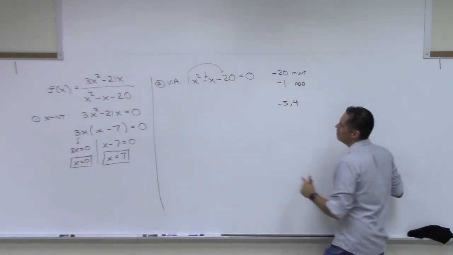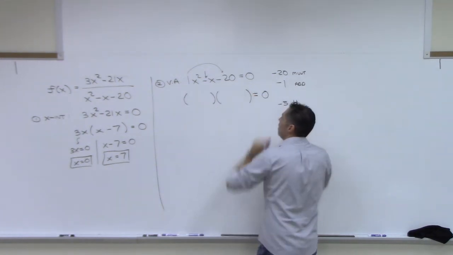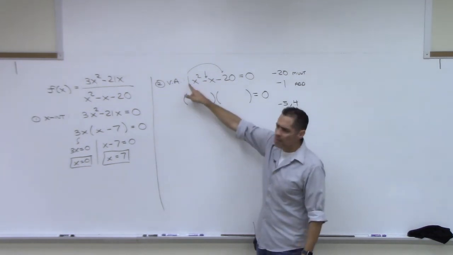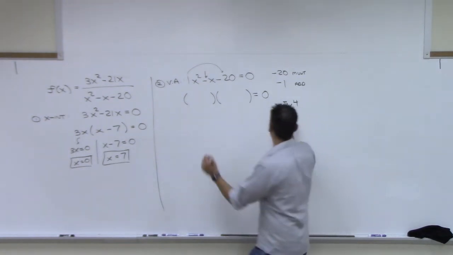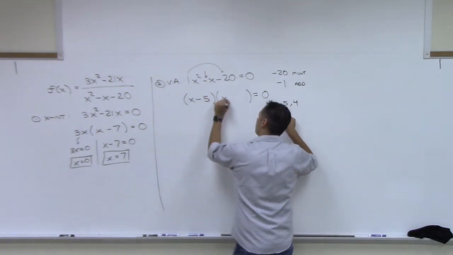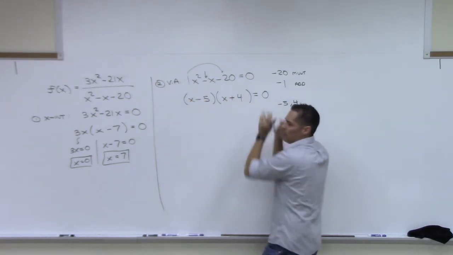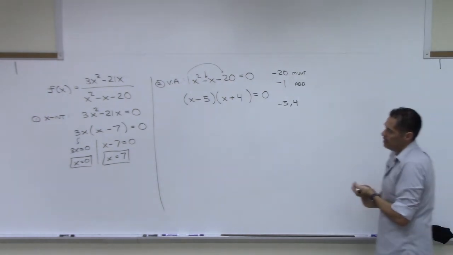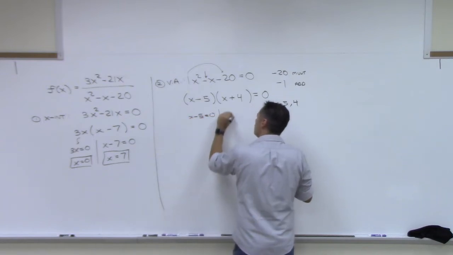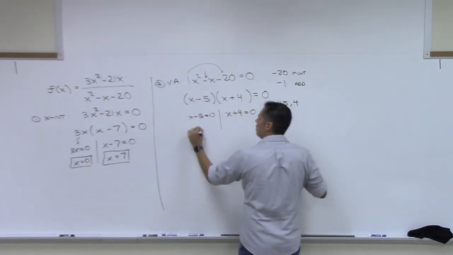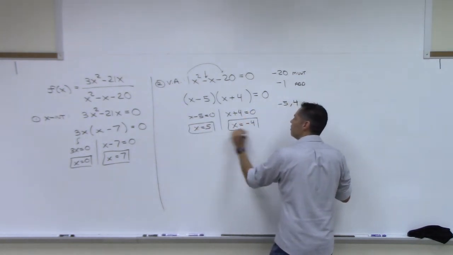Once you're here, what you'll do is set of parentheses equals 0. And remember this little tricky thing where you have to do something with the number in front here? But if it's a 1, you don't have to worry about it. So all you have to do is put x minus 5, x plus 4. And yes, it would be the same if you had x plus 4, x minus 5. Set each of those to 0. You get x is 5, you get x is negative 4. Any questions?